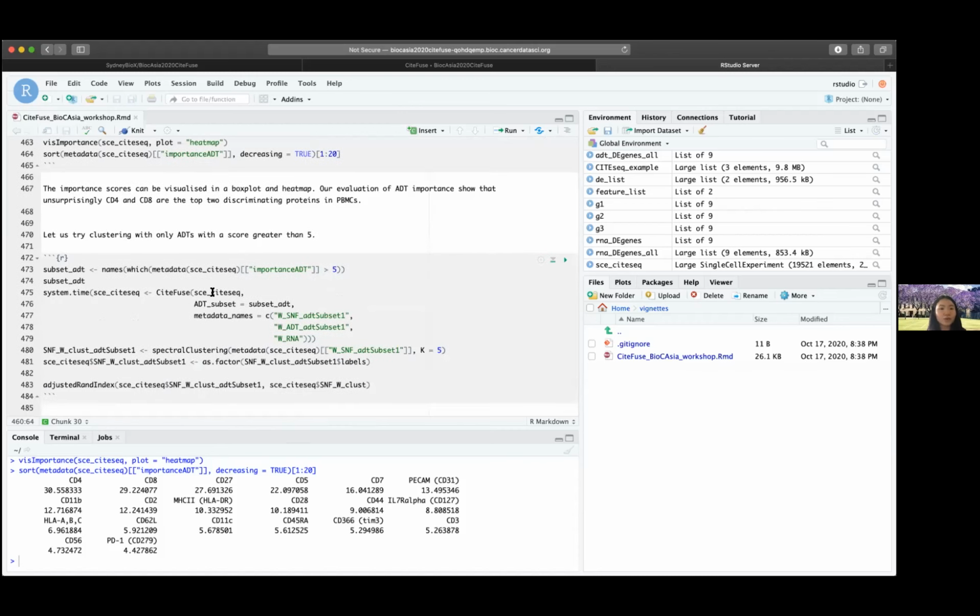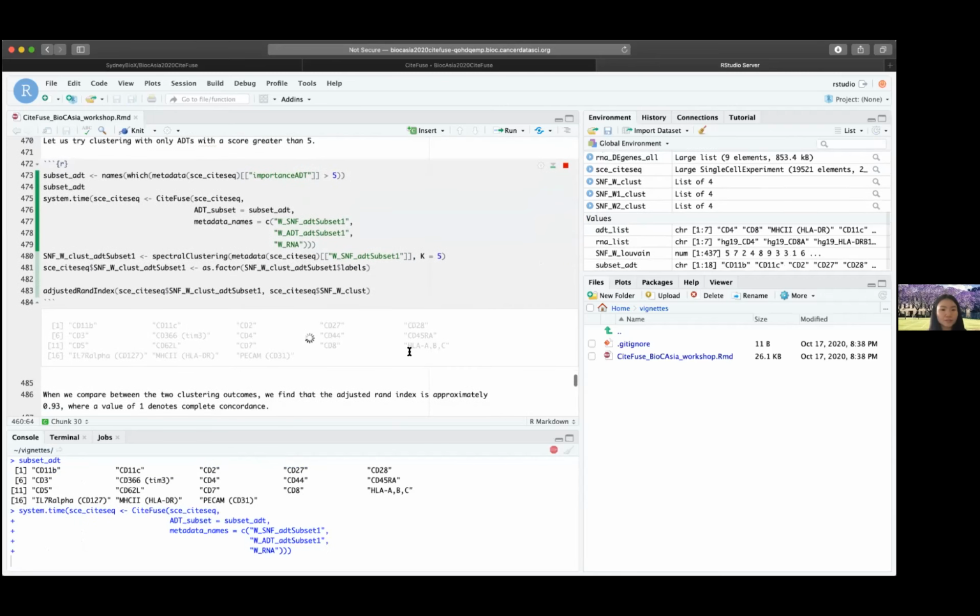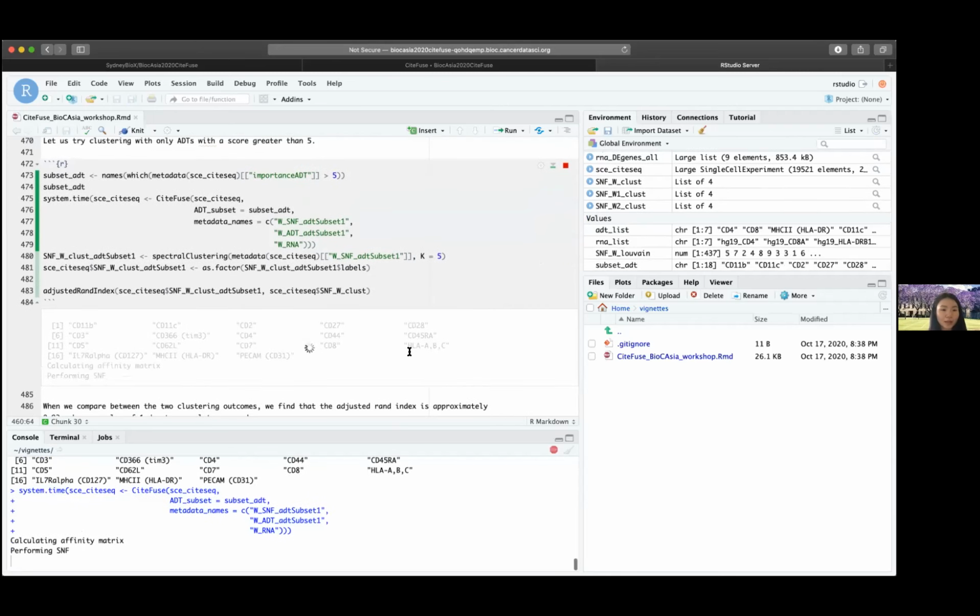So next, we will try to remove some of the uninformative ADTs and then perform the clustering again. This is like pretending in a future experiment that some researchers may want to exclude some of the ADTs to save the budget and include some new ADTs. So we can see what happens if we exclude these ADTs. And then we will perform the CiteFuse analysis again.